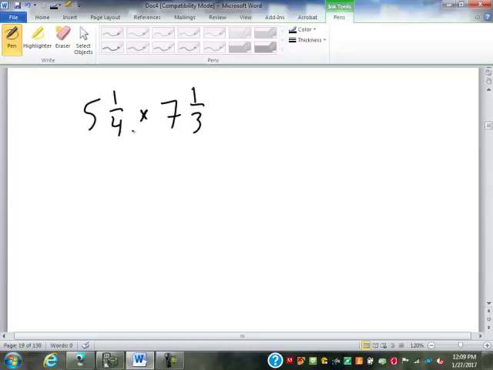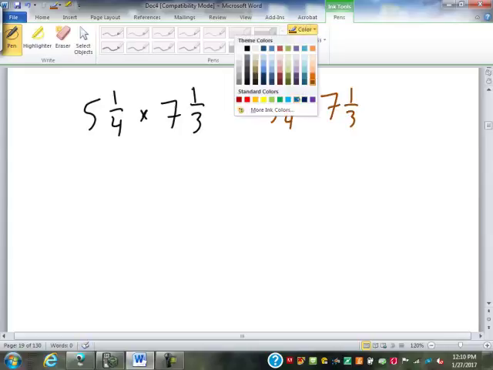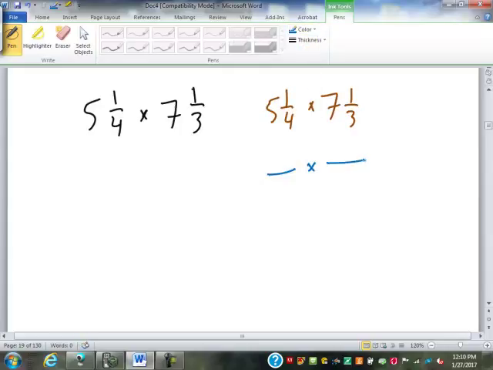So how are we going to do it? We're going to multiply those. Well, how are we going to make this manageable? Well, we're going to cheat. We're going to turn them into improper fractions. 5 and 1/4 becomes how many fourths?